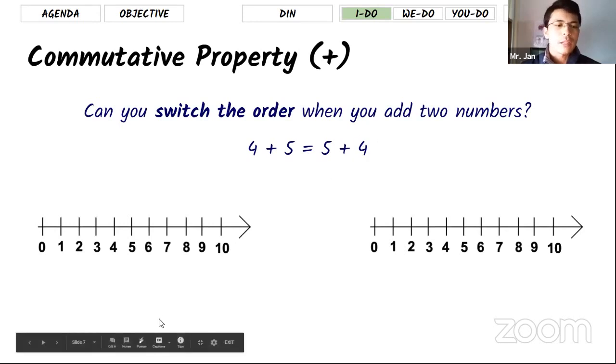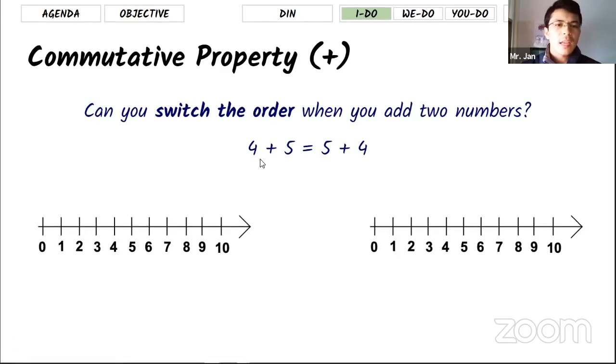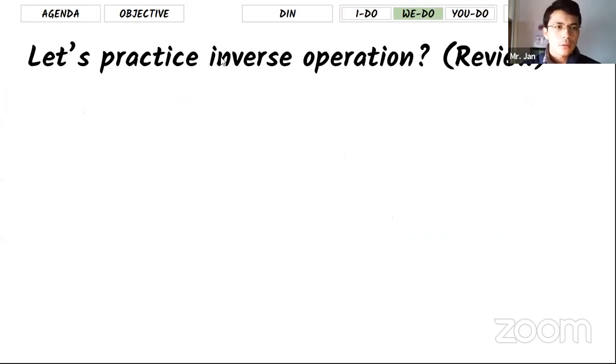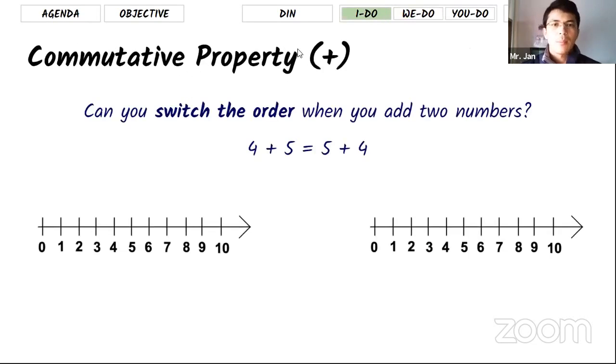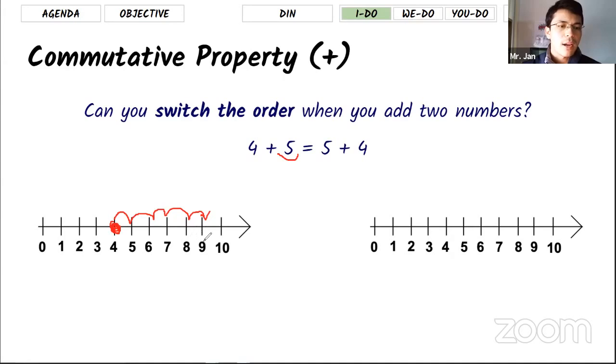So let me prove it to you using a number line. Let's say 4 plus 5. Because the 4 comes first, I need to locate the 4 first, because this is my starting point. I'm going to put a bold dot, and then adding 5 means I need to move 5 units to the right. The final destination is 9, so I'm going to circle that 9.